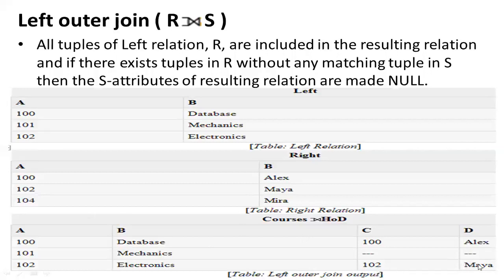Once you understand this, it will be very easy to understand the next ones, the right outer join and then the full outer join. Here, as per the condition, you take the set of tuples from the left table as it is, and only the tuples matching the condition in the right table are included in your resultant table. The unmatched tuples are made null. That is the condition.